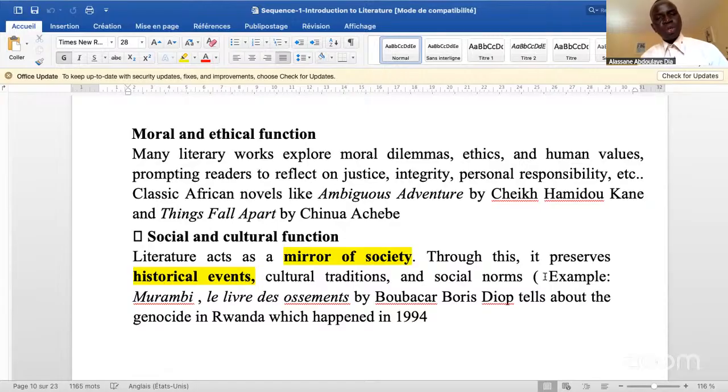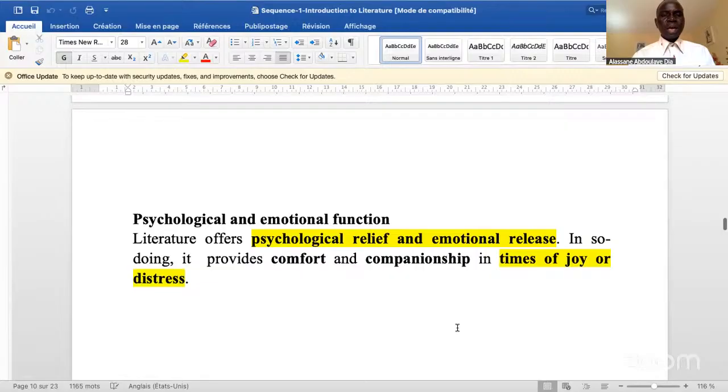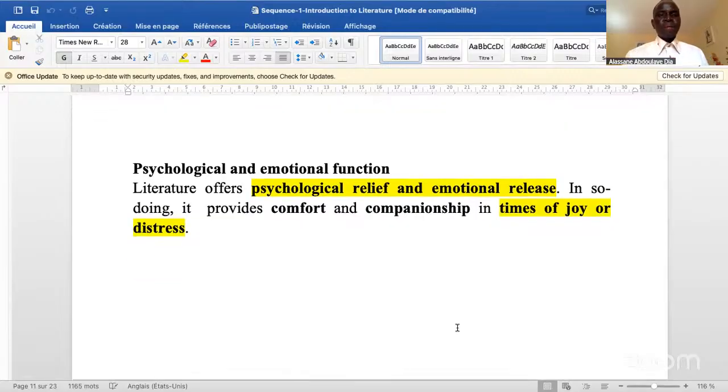And that's what you call la poésie du royaume d'enfance. That's the cultural background of Senghor. And you see so many texts can play this role, and it is important to see this dimension of literature. All right? And the other one, the psychological and emotional function of literature.